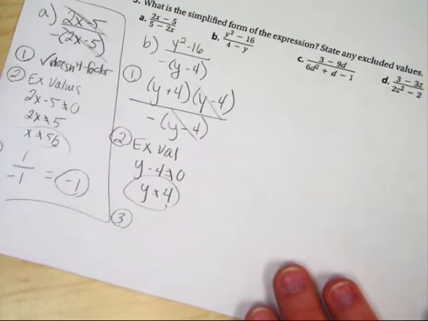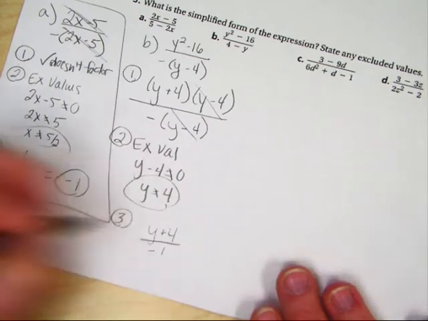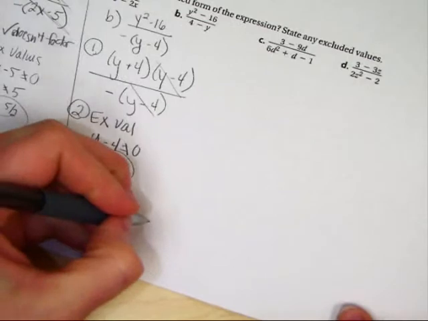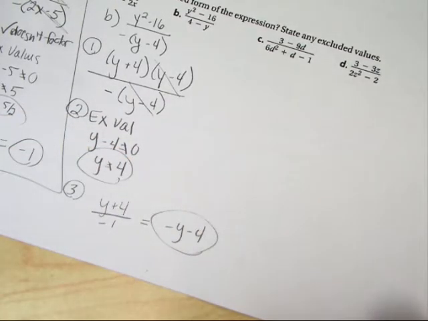And step 3, reduce. The y minus 4's cancel. You're left with y plus 4 over negative 1, and you never ever leave just a negative number on the bottom. Distribute it through, you get negative y minus 4 is your final answer.